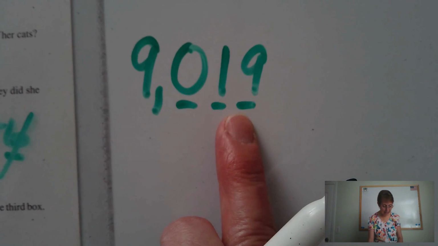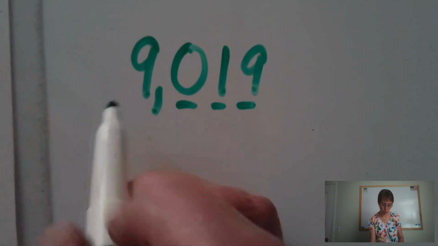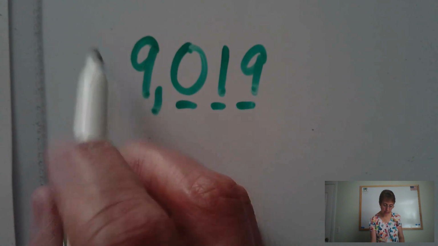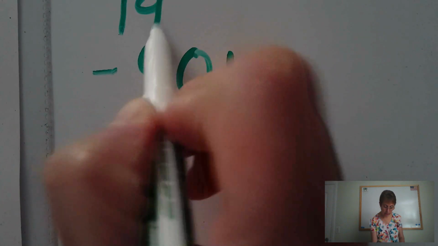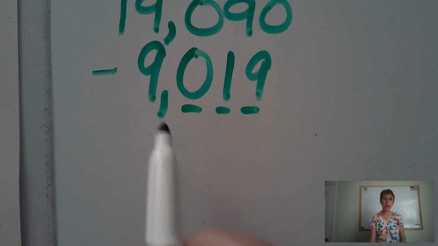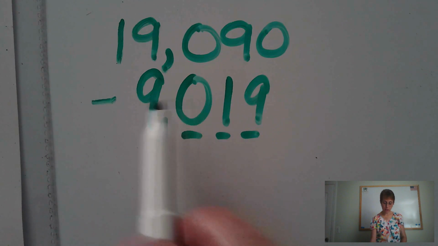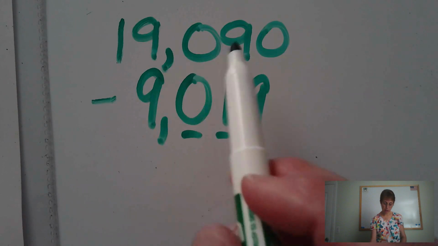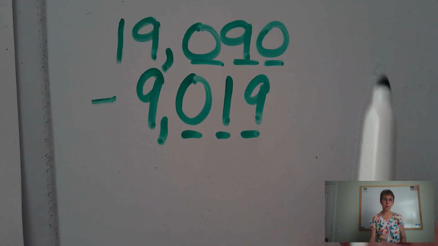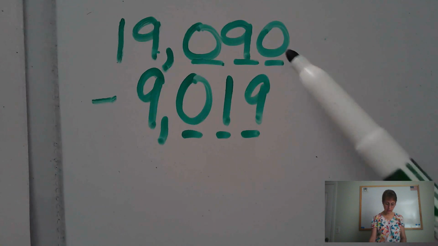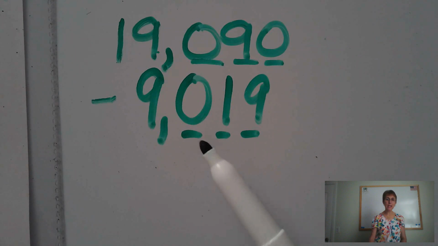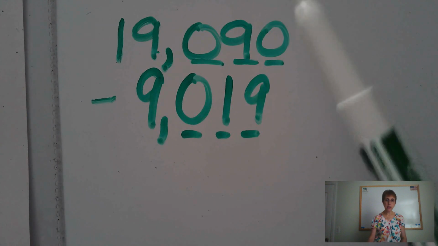9,019 is how much less than, so this number is how much less than the other number, and the other number is 19,090. Okay, again, 19,000, so 19 followed by the comma. To the right of the comma, you need to have 3 places for a number in the thousands. So this is 19,090. So the question is, how much less is this number than this number?